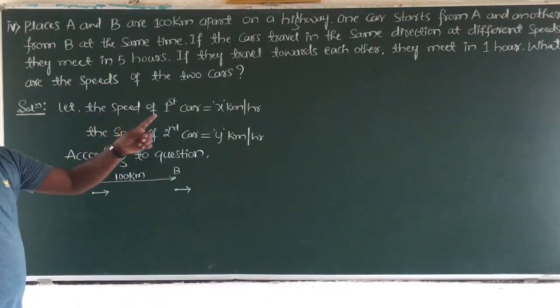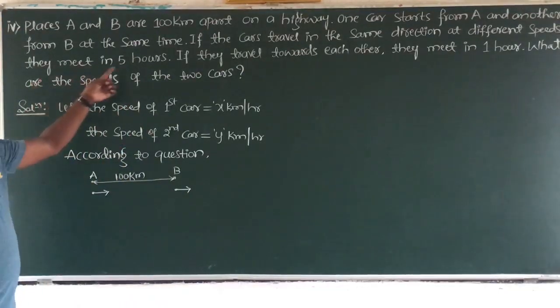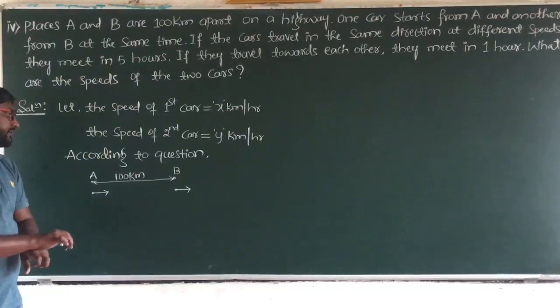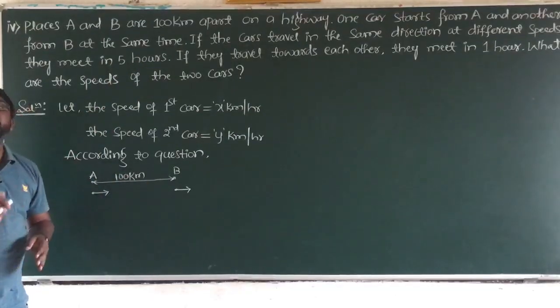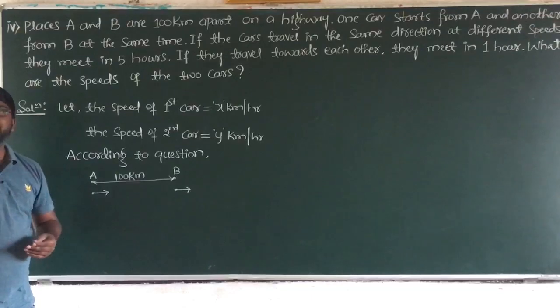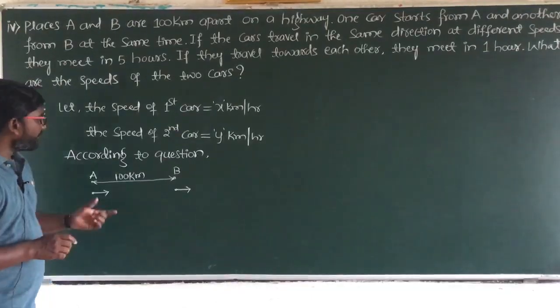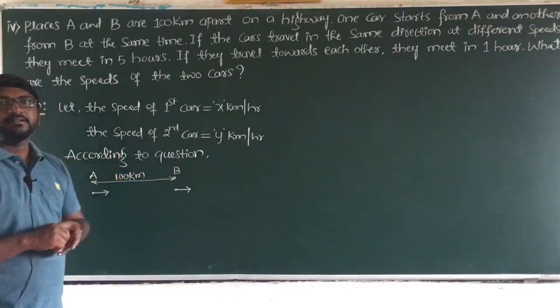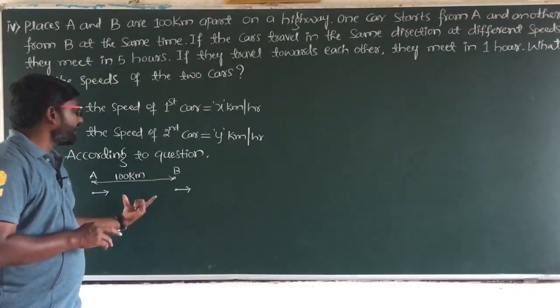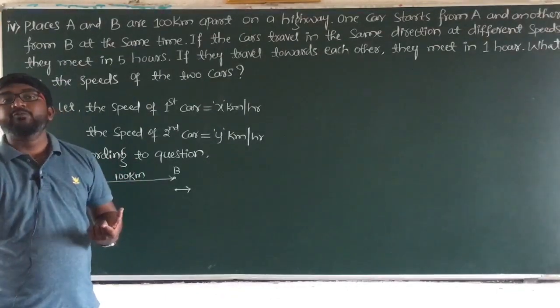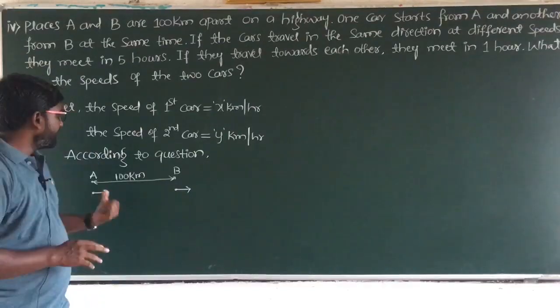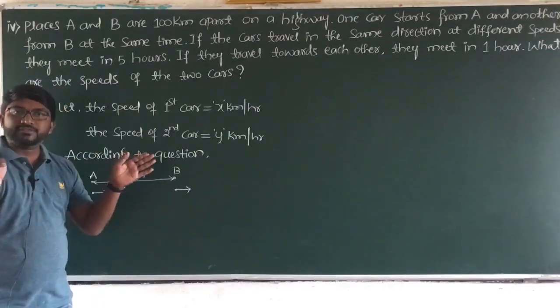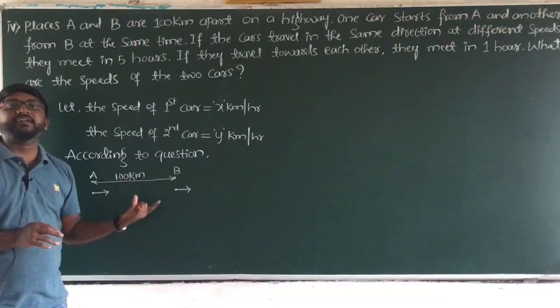At different speeds. They meet in 5 hours. So here we have to make use of the relative speed concept that you might have studied in physics. If the two cars are traveling in the same direction, then the relative speed of the cars will be x minus y kilometer per hour. If they are moving in the same direction, we have to subtract their speeds. So that is the relative speed.